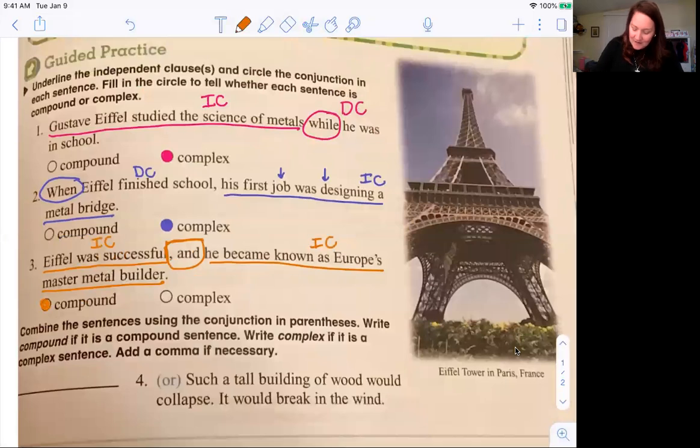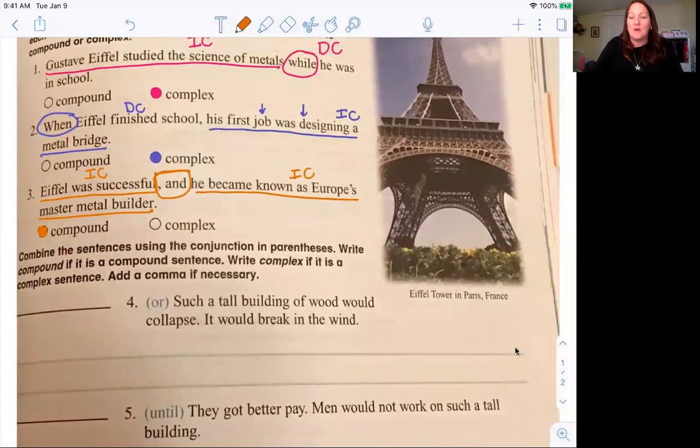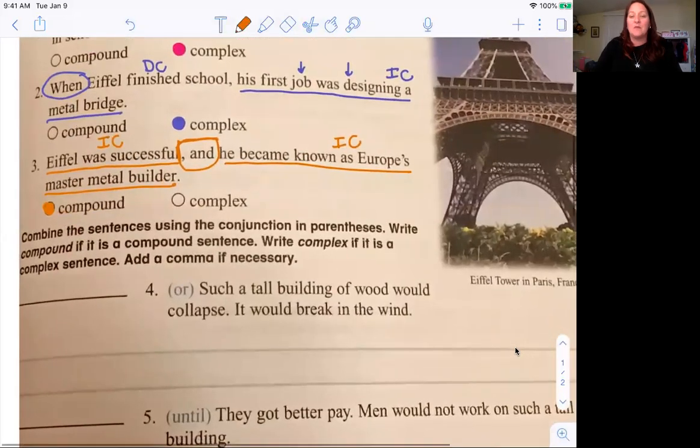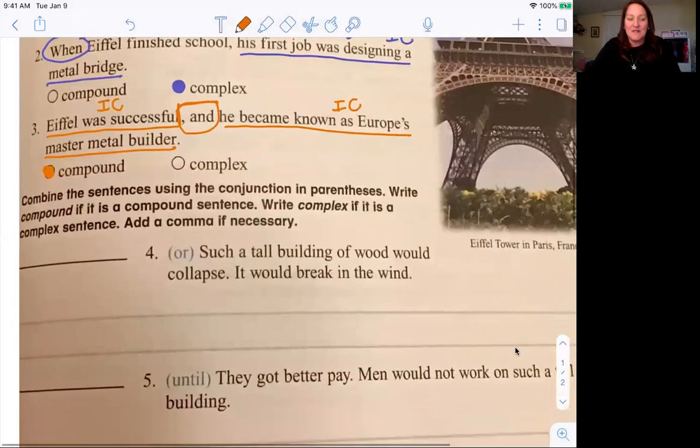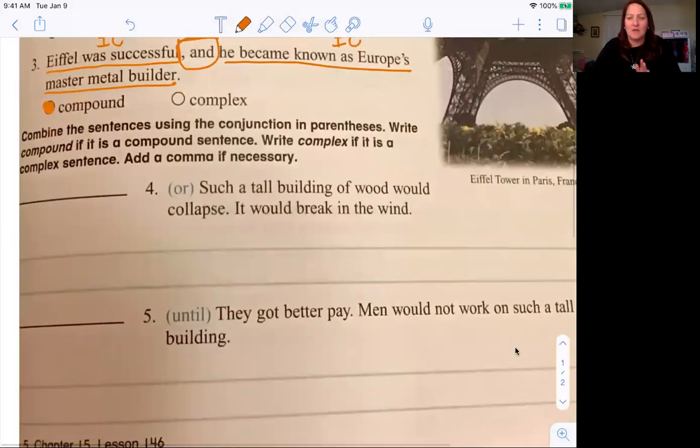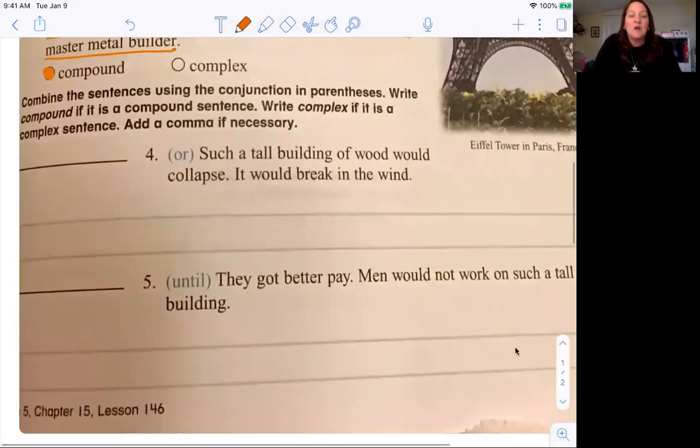Okay. Now let's look at the next set. Remember, and I know I say this all the time, but I want to remind you, go back and look at it again if you're having difficulty. Okay, number 4. Combine the sentences using the conjunction in parentheses. Okay, write compound if it is a compound sentence, and write complex if it is a complex sentence. Add a comma if necessary.